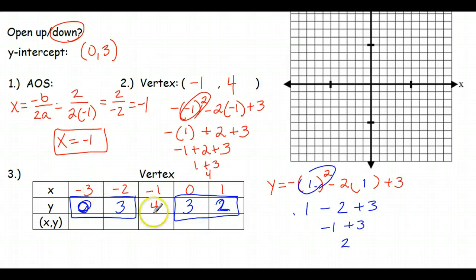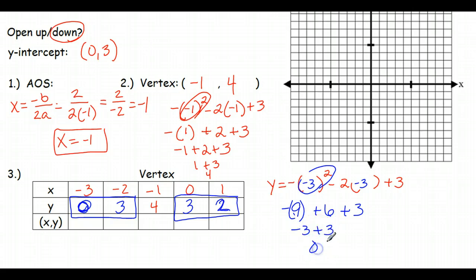I'm going to go ahead and plug in the negative 3 again and check and make sure that I did that correctly. Alright, negative 3 squared is negative 9 plus 6 plus 3, that's negative 3 plus 3, which is 0. Okay, well, let me go ahead and check our 1 just one more time because I think now I know what I may have done.